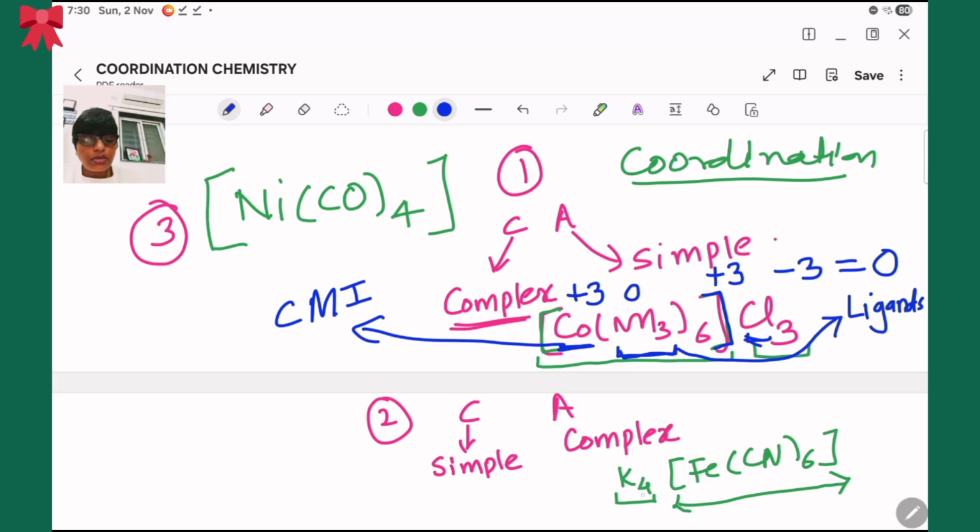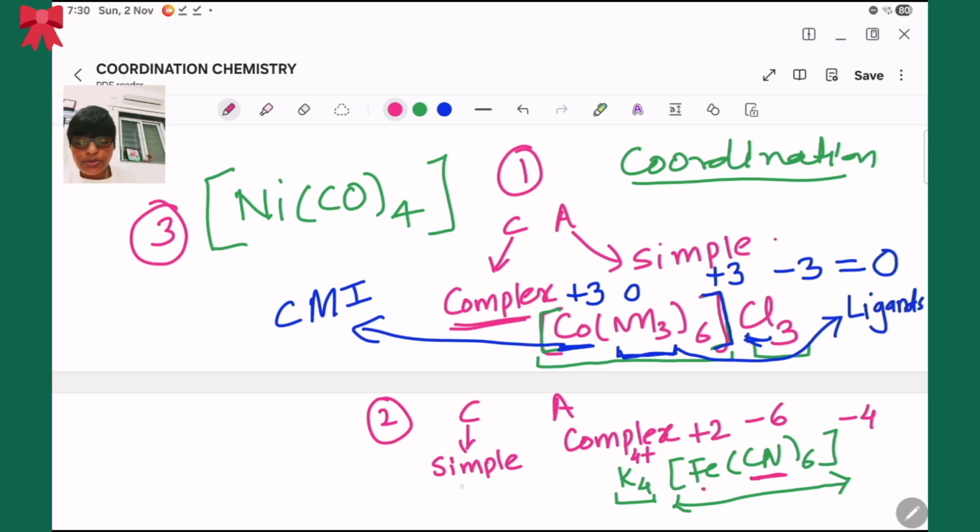The second example is K4[Fe(CN)6]. When you talk about the square bracket, here you will see that iron is the central metal ion. K4 means we have to write the charge of 4 plus, and [Fe(CN)6] has the charge of -4. Cyanide is the ligand, that means it has a charge of -1. So CN 6 times, 6 into -1 is -6. So the charge on iron is +2.